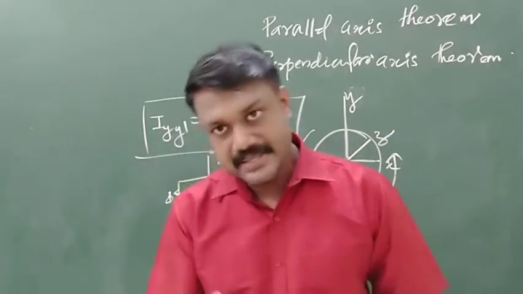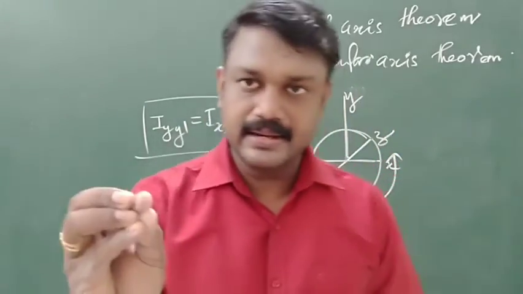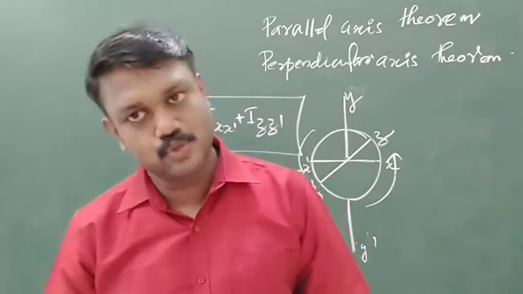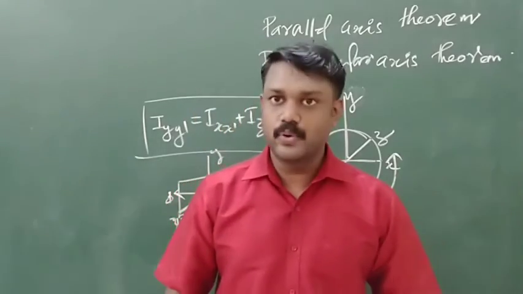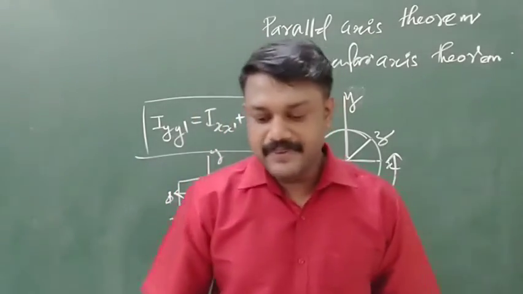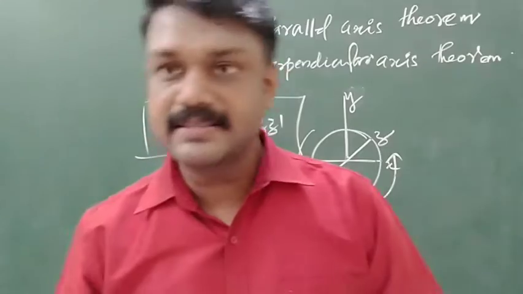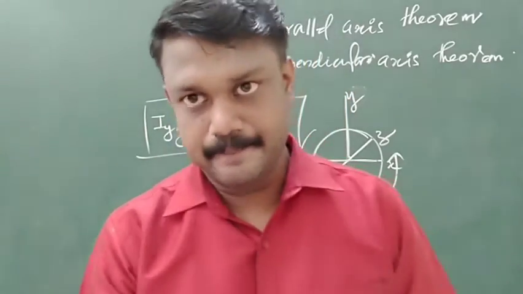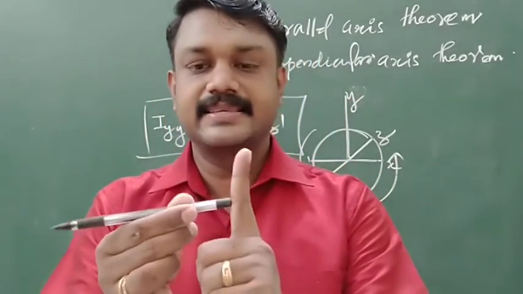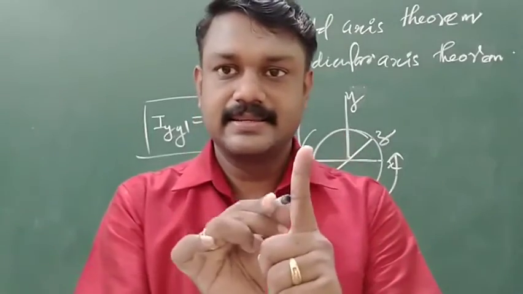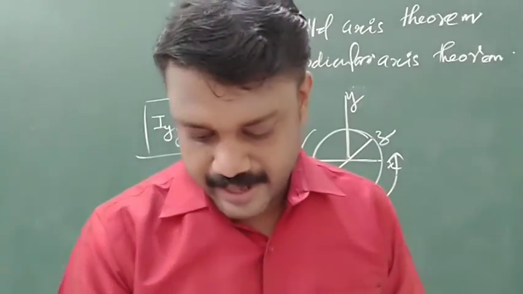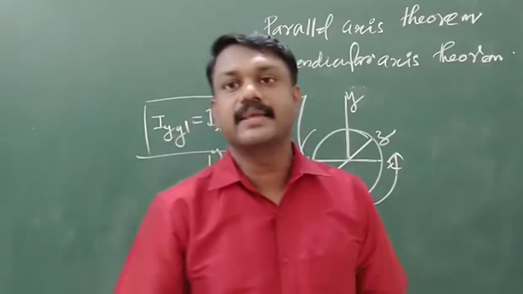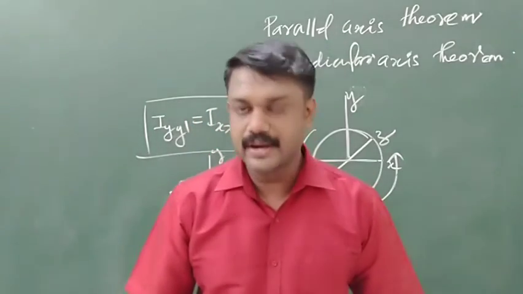Its derivation is not required. You only have to learn that equation: I_CM is equal to ml square divided by 12. And if it is rotating about an axis passing through one of its ends, like this, then it is given by ml square divided by 3.